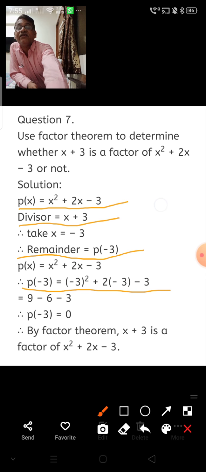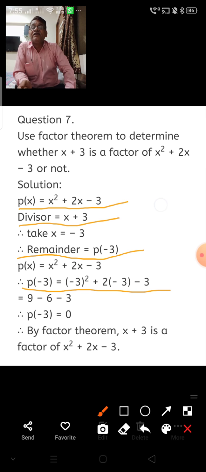See, p of minus 3 is equal to minus 3 square plus 2 into minus 3 minus 3. So it is 9 minus 6 minus 3. So p of minus 3 is equal to 0. Plus 9 minus 9 is 0. So if the remainder is 0, then the given divisor is a factor of the given dividend.